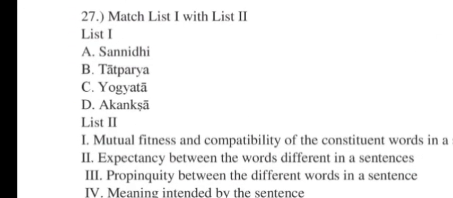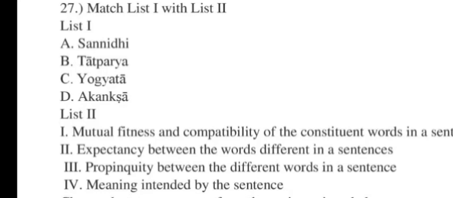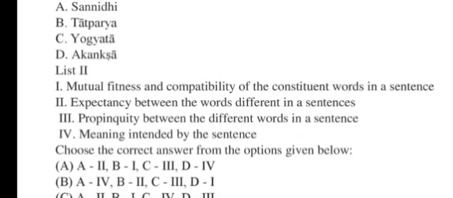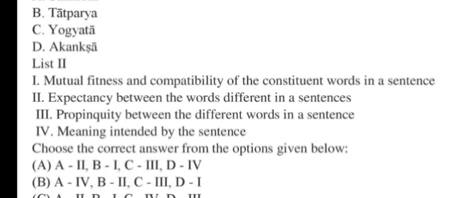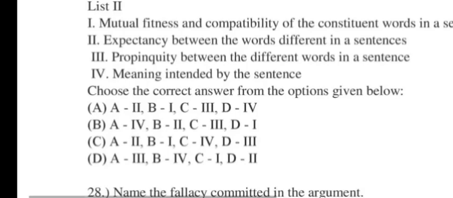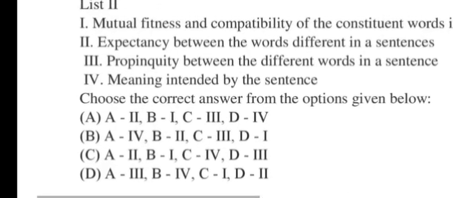27 says, match List 1 with List 2. In this one we have A Sannidhi, B Tatparya, C Yogyata, D Akanksha. List 2 says: 1, mutual fitness and compatibility of the constituent words in a sentence. 2, expectancy between the different words in a sentence. 3, propinquity between the different words in a sentence. 4, meaning intended by the sentence. These are the options for you. 27.